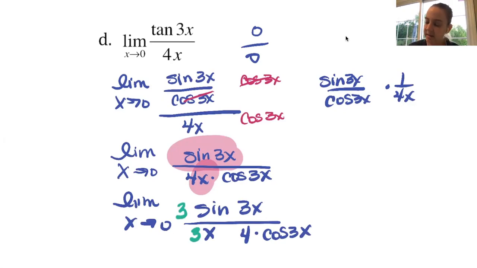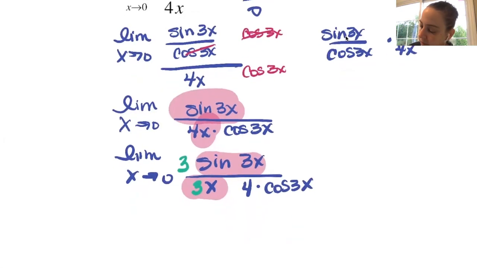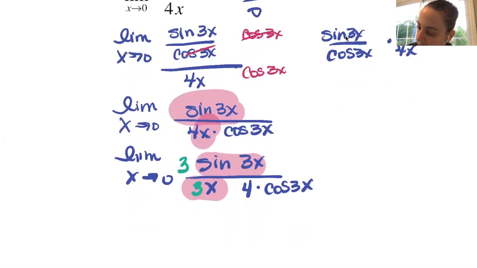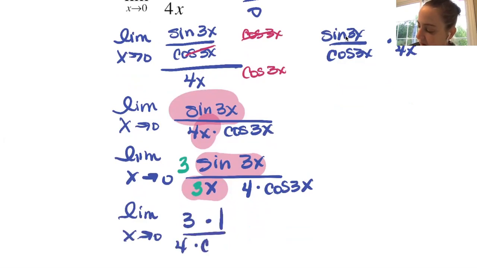Now, when I look at this, I have the sine of 3x over 3x. The sine of something over that same something. So we're good to go. So this piece is equal to 1. So this is the limit as x approaches 0, 3 times 1 over 4 cosine of 3x.